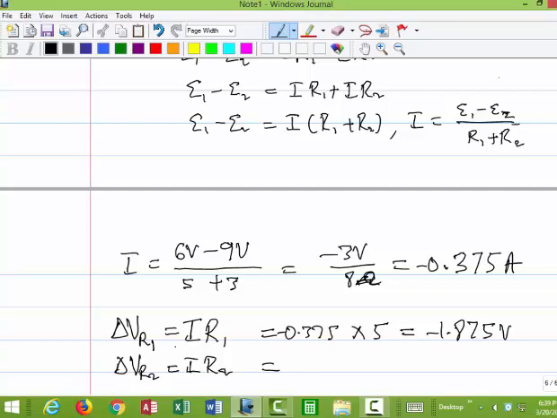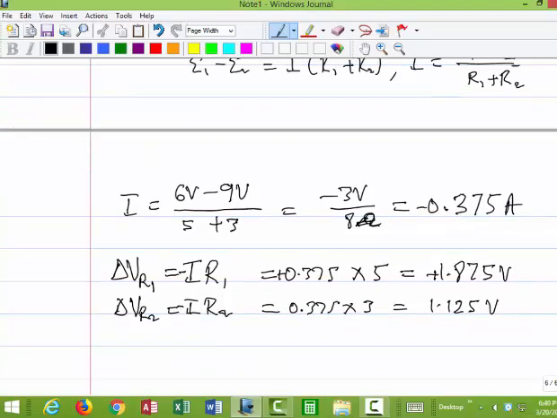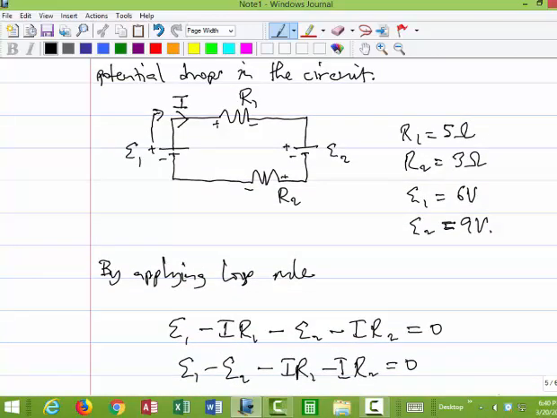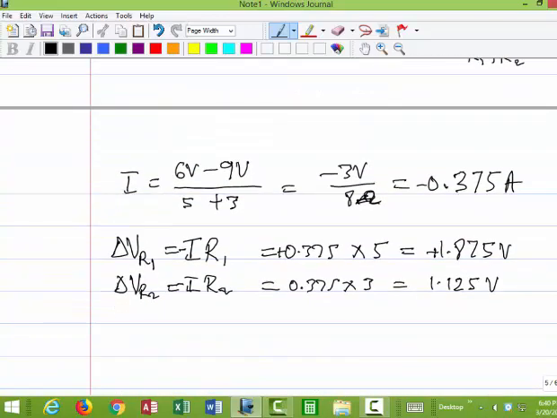The potential drop across R1 is already negative, so we can remove the negative sign from there. It is also negative. 1.125. Okay, thank you. So those are the potential drops across the two resistors. And the sum of those two should be 3 volts, which is the difference between the two batteries, 6 and 9 volts, if you look at it that way. 1.875 plus 1.125 should be 3 volts. Yes, so that's the difference between the two batteries, E1 and E2.